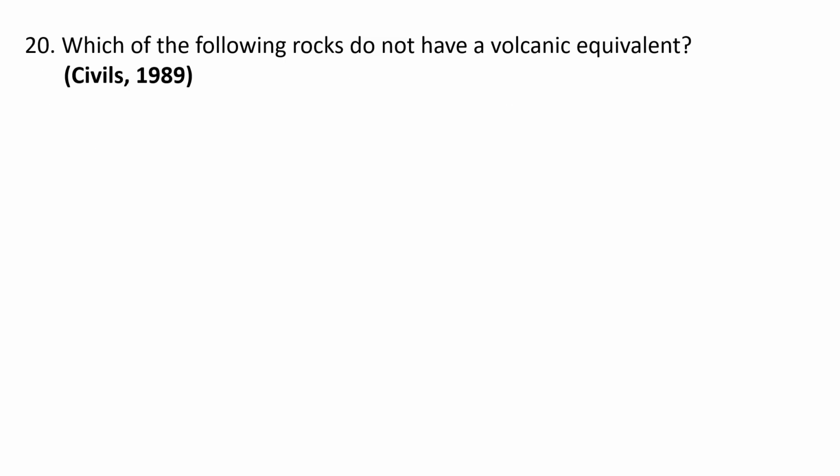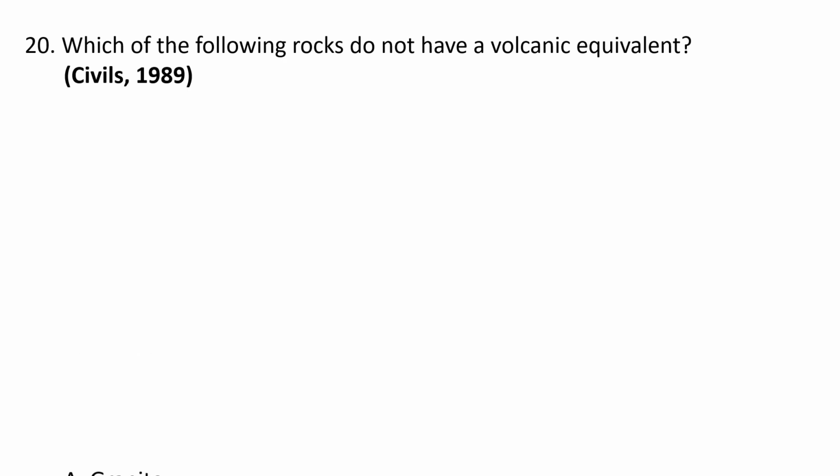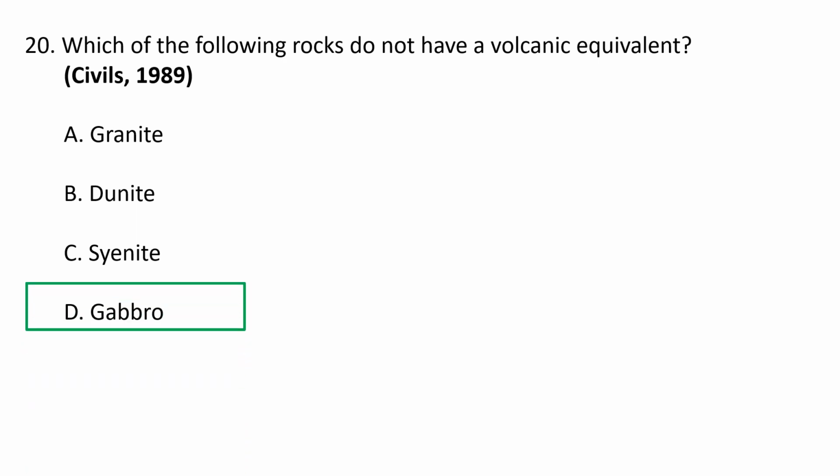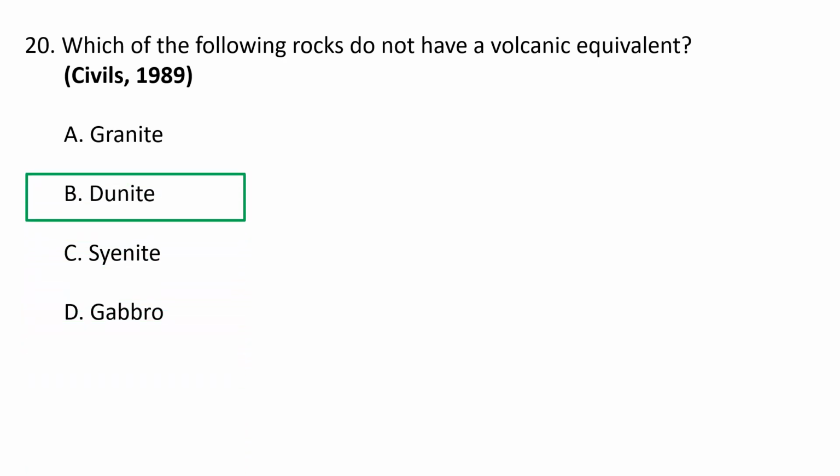Next question. Which of the following rocks do not have a volcanic equivalent? The choices are A. Granite, B. Dunite, C. Syenite, D. Gabbro. So the correct answer is B. Dunite. Whereas if you take granite, it has a volcanic equivalent of rhyolite, syenite has a volcanic equivalent of trachyte, and gabbro has a volcanic equivalent of extrusive basalt. So the rock which does not have a volcanic equivalent is dunite. B is the correct answer.